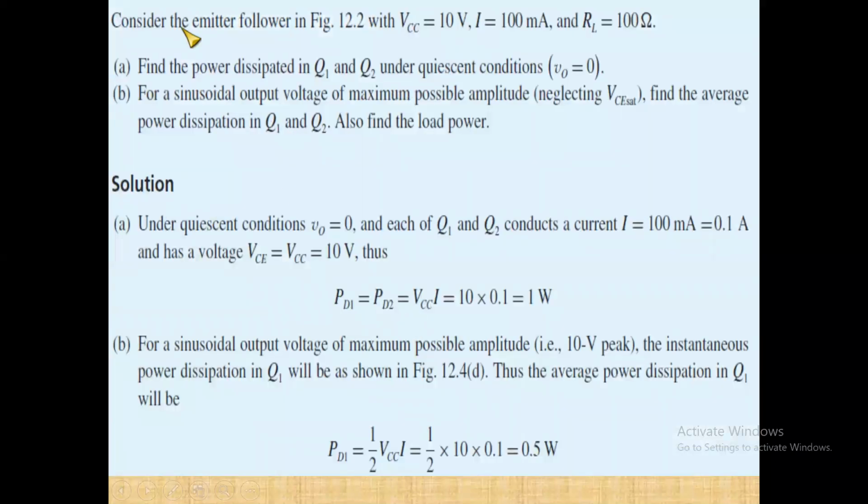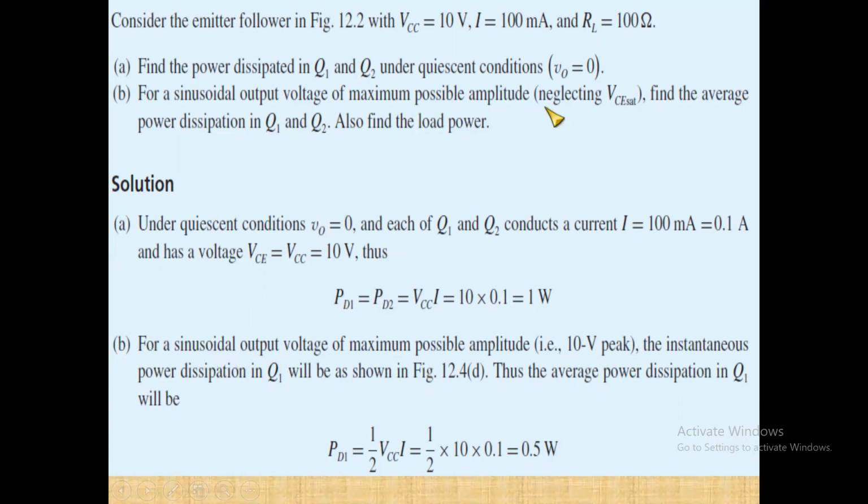The next numerical is associated with the value of VCC equal to 10 volts, I equal to 100 milliamperes, RL equal to, again, 100 ohms. Find the power dissipated in Q1 and Q2 under quiescent conditions. And for a sinusoid output voltage of maximum possible amplitude, neglecting VCE sat, find the average power dissipation in Q1 and Q2. Also find the load power. So under the quiescent conditions, V0 is equal to 0, and at that time PD1 equal to PD2 is equal to VCC into I, which is 10 into the value of I. So I is 100 milliamperes, that is 0.1 amperes, and hence we'll get 1 watt.